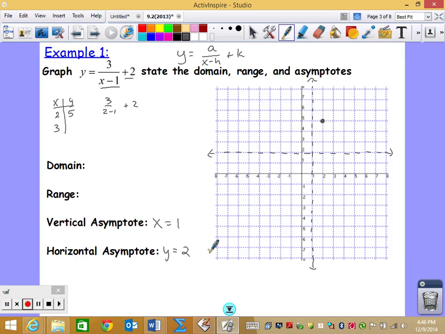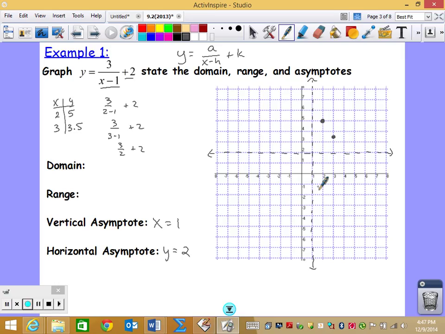Then I'm going to pick a 3. So again, if I plug a 3 in, 3 minus 1 is 2. 3 divided by 2 is 1 and a half. 1 and a half plus 2 is 3 and a half, so 3.5. So I have the point (3, 3.5).